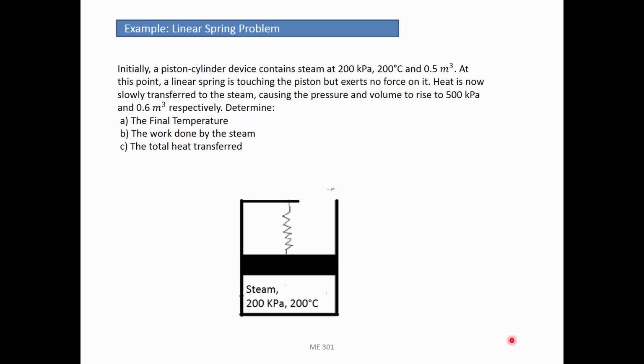Heat is now slowly transferred to the steam, causing the pressure and volume to rise to 500 kilopascal and 0.6 meter cube respectively. Determine the final temperature, the work done by the steam, and total heat transferred.